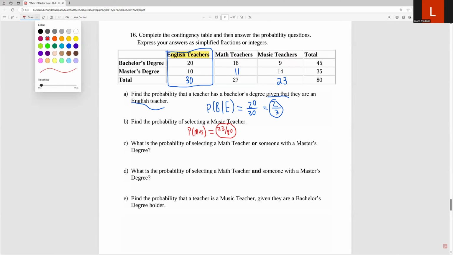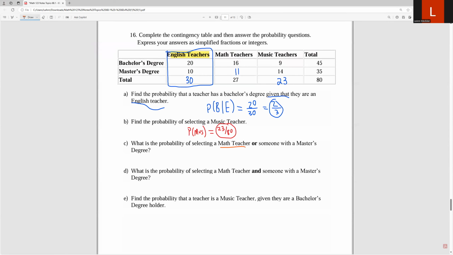My next one, notice I'm doing an or. Math teacher or masters. Notice math teacher is a column, masters is a row. So there is going to be overlap. So we're looking at math, or I'll do MD for master's degree. Okay. So we'll need the probability that someone's a math teacher plus the probability that someone has a master's degree minus anybody who had both of those things, the overlap. Notice that or is when I know I might have the subtraction formula.